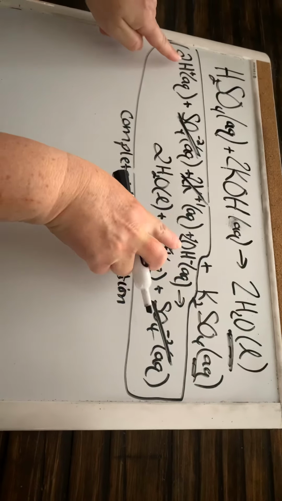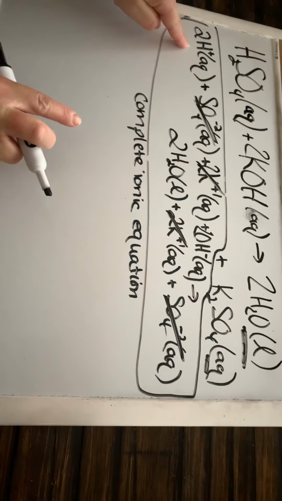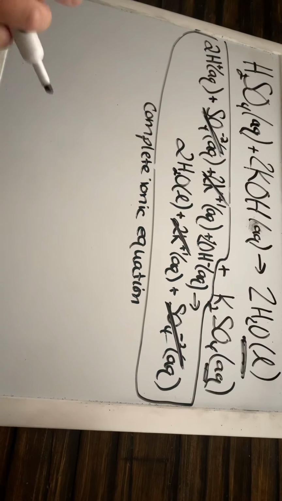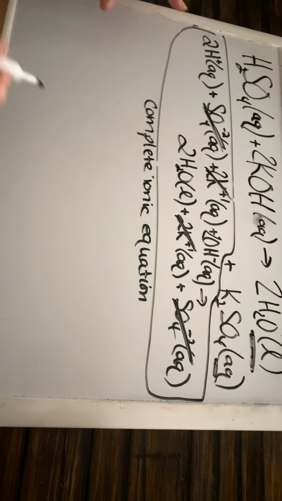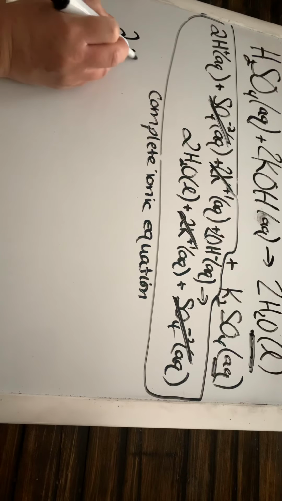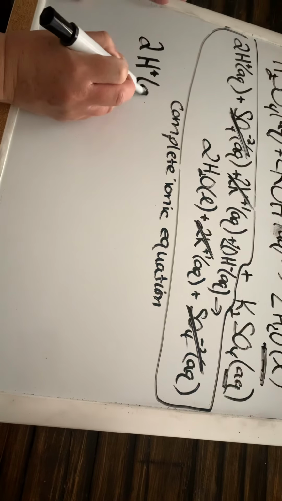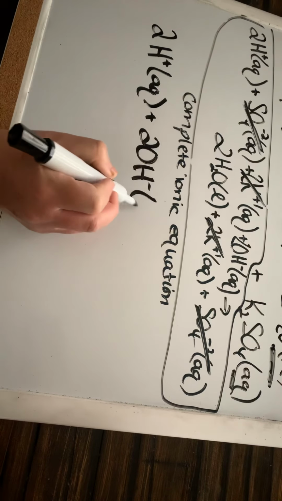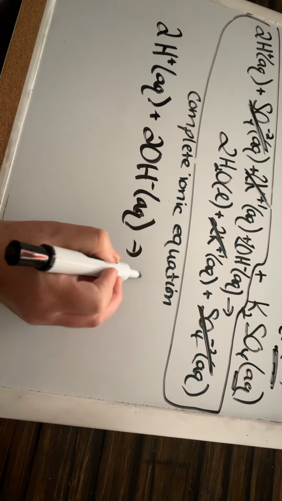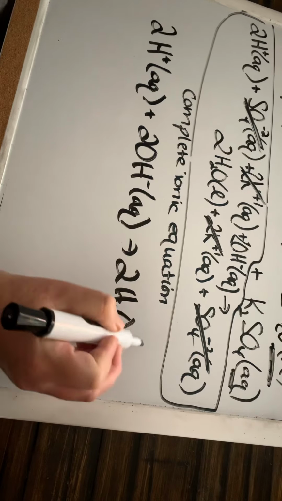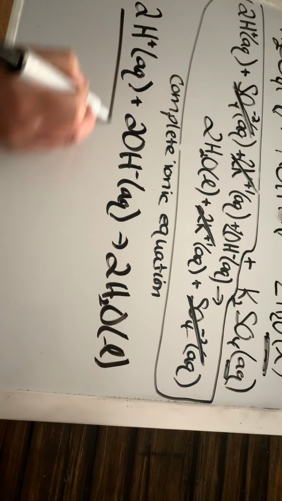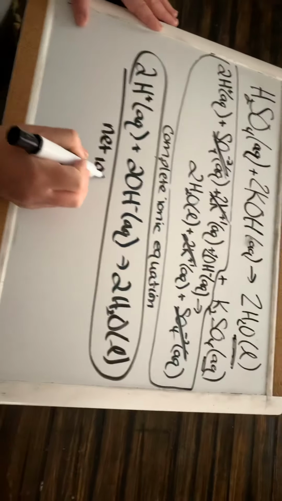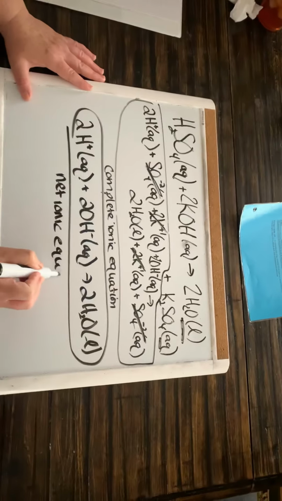These guys are actually doing the reaction. The 2 H's and the 2 OH's are coming together to form 2 H2O. That is your net ionic equation. So all you do is bring down anything you didn't cross out. So 2H+ plus 2OH- yields 2H2O. That right there is your net ionic equation.